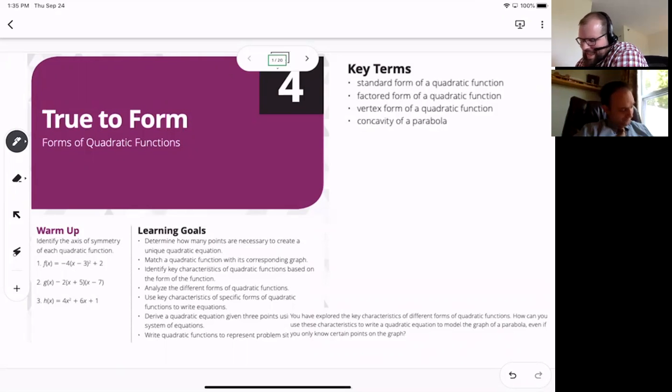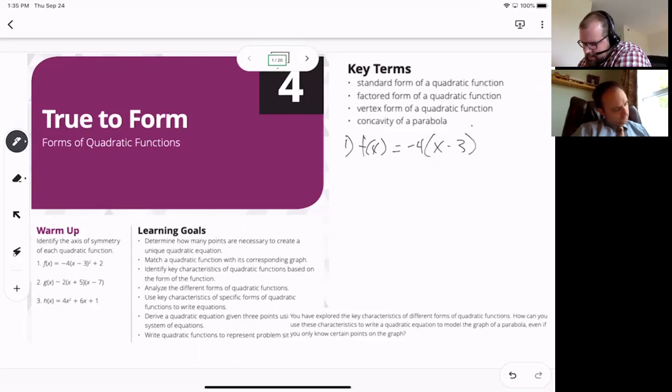So we want to talk about the axis of symmetry of each quadratic function. This is going to be based on moving graphs into different groups that we had last week, and looking at these different types of equations. I'll take a look at the first one, Mr. Butterworth. That sounds great. So we've got f of x is -4 times (x minus 3) squared plus 2.